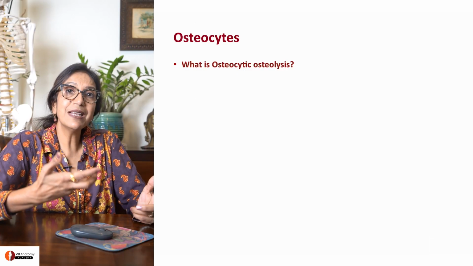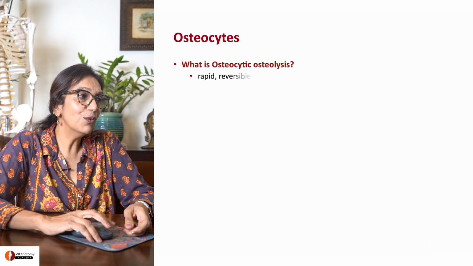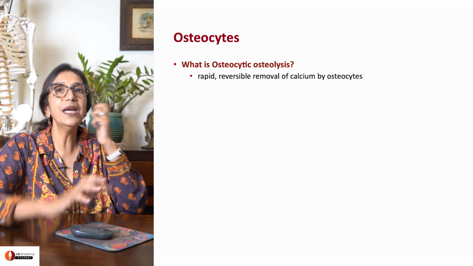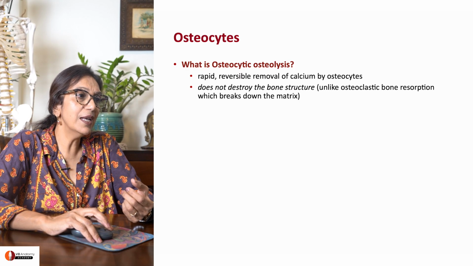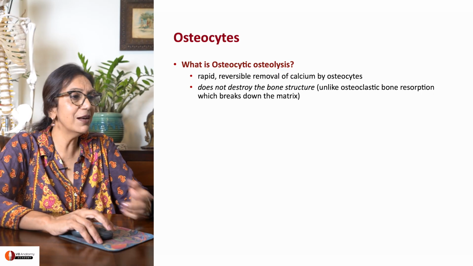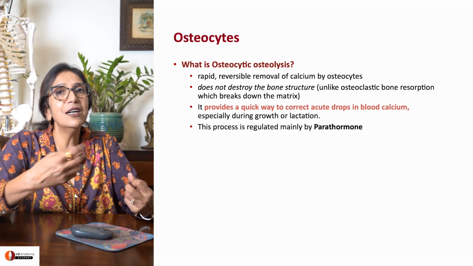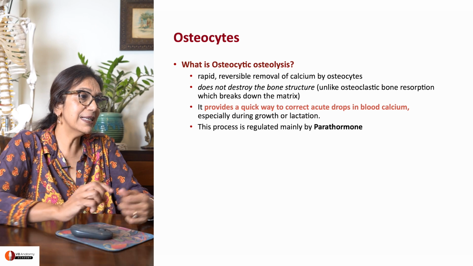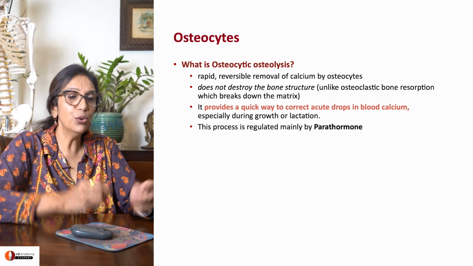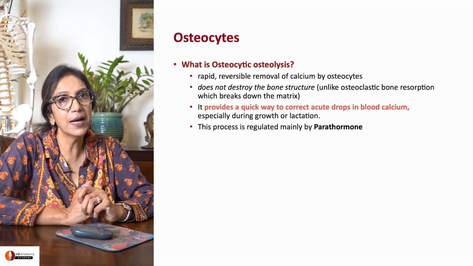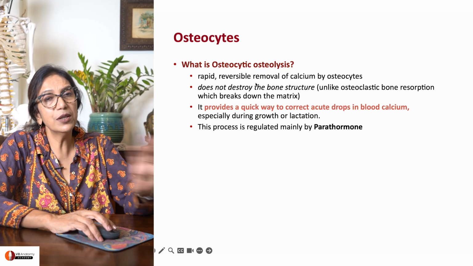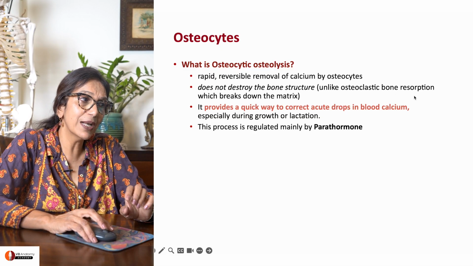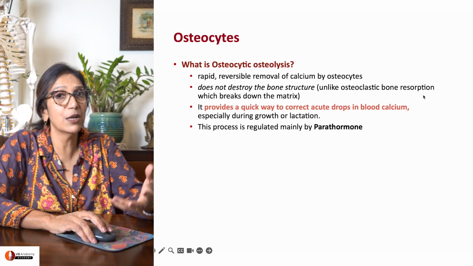So what is osteocytic osteolysis? What happens sometimes is that your body needs calcium. So what the body does is it urgently goes into the bone and quickly removes calcium. It's an urgent need. This is done by parathormone to raise calcium levels in the blood. Now it does not destroy the bone structure, unlike osteoclastic bone resorption, which breaks down the matrix.